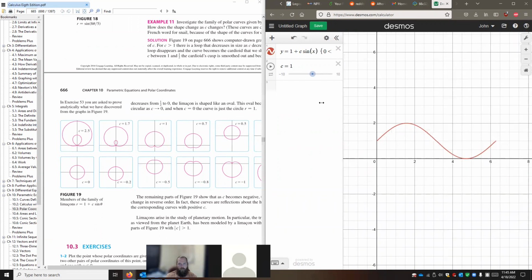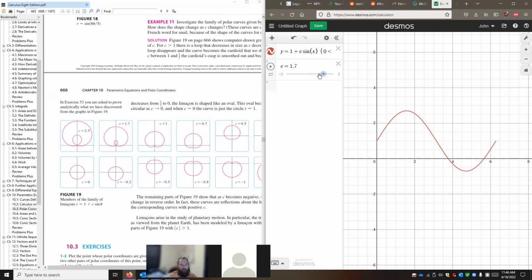We'll say c goes from negative 3 to 3. If c is positive 2.5, something like this, then you're above the horizontal axis, and then this piece below the horizontal axis induces this inner loop. If c is like 1.7, you still have a little piece below the horizontal here, you still have a little inner loop here.